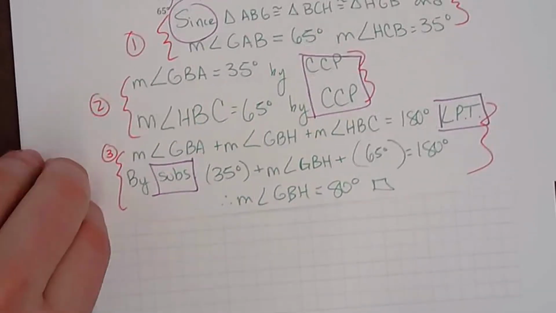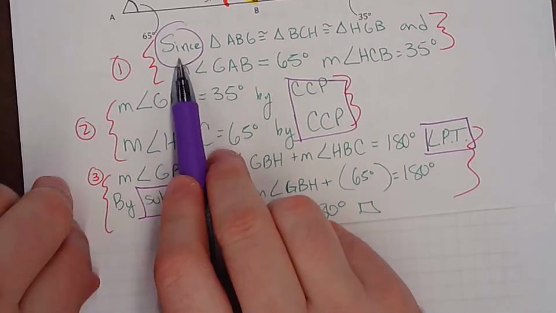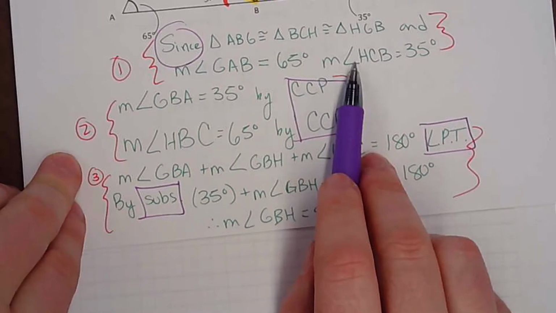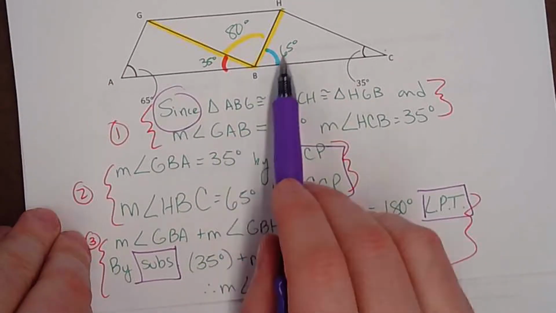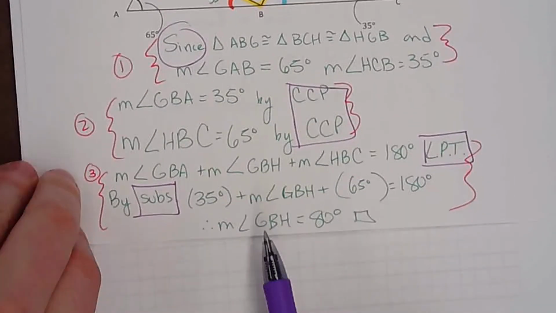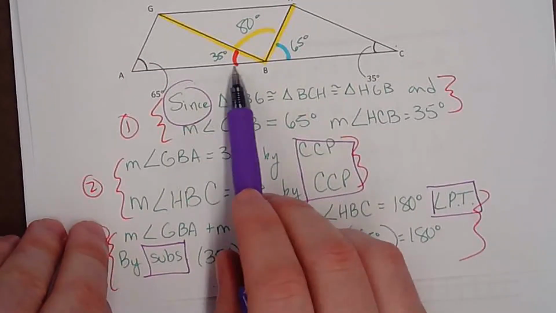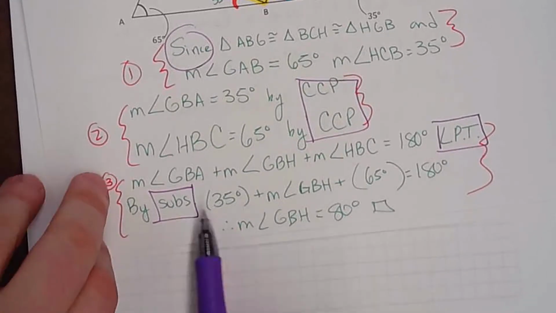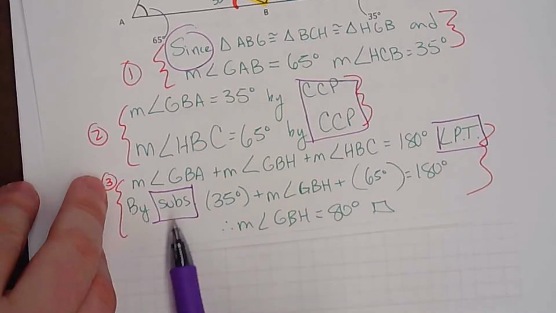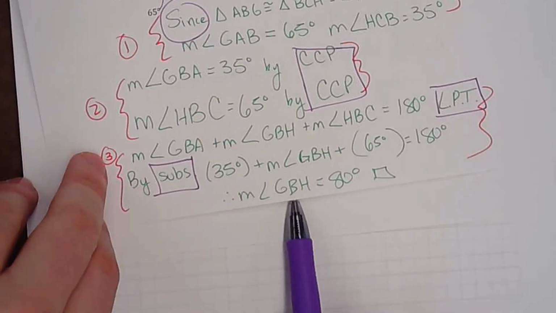Okay? So we start out with sense, what they gave us. Then we showed that these two angles, we know what they are by CCP. Then we set up the equation that they all have to add up to 180 by linear pair theorem, because they're all in a line, right? And then we substitute their values by subs, and then we do math.